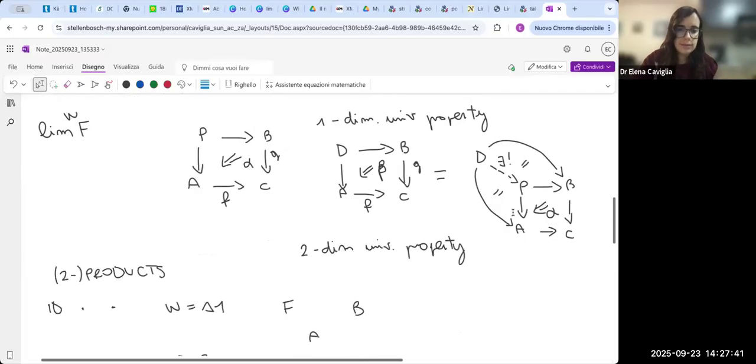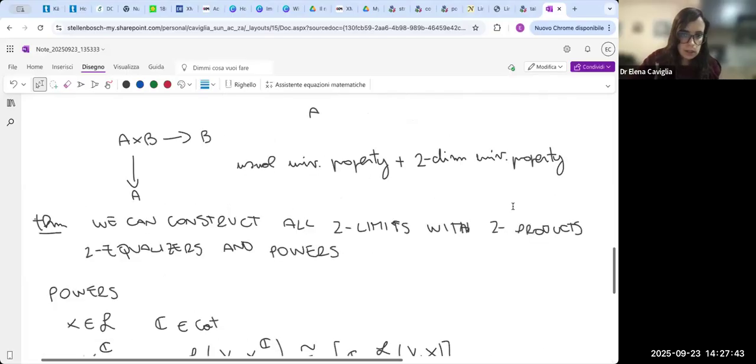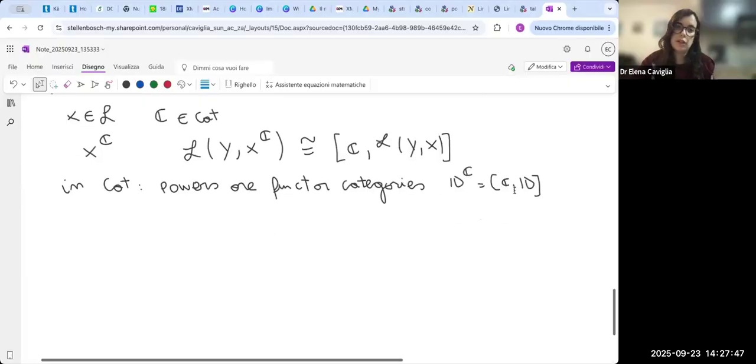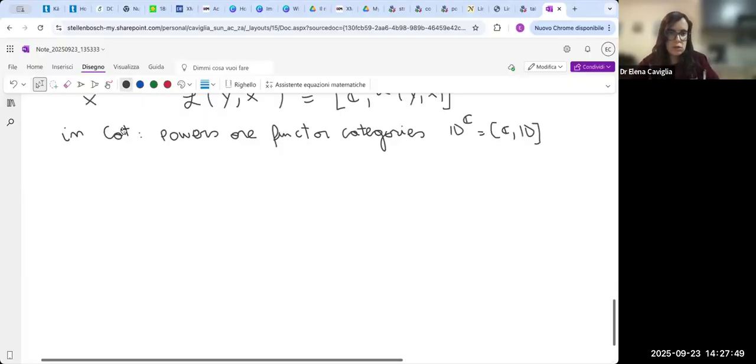All right. So now, as promised, we want to also see what happens for double categories. So we move to the world of double categories. So we study limits in double categories.